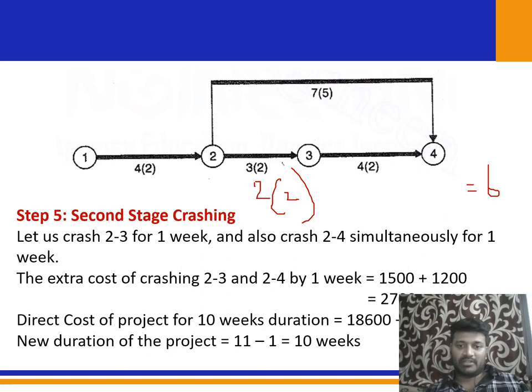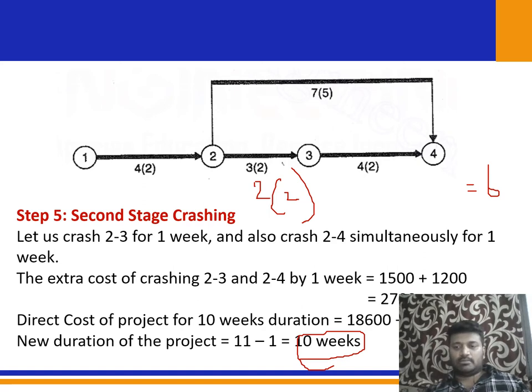So the extra cost of crashing 2, 3 and 2, 4 is equal to 1500 plus 1200, which is equal to 2700. So the new direct cost of the project for 10 weeks duration is 18600 plus 2700, which is equal to 21300. And the new duration of the project is 11 minus 1, that is 10 weeks. So we are going to crash each and every stage, and the duration is going to get reduced and the cost is going to get increased. That is what we are doing.